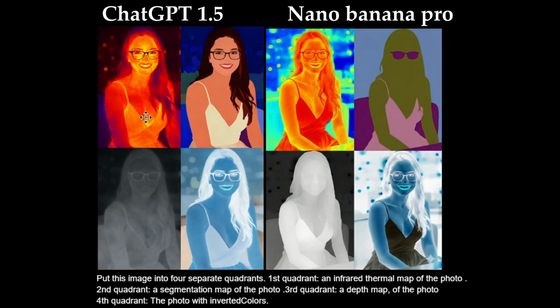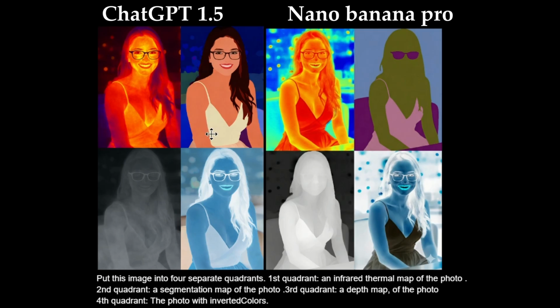For the infrared thermal map, it does seem to get this correct. So indeed, her skin should be the warmest in this photo, followed by, I guess, her clothing and sofa because she's touching it. And then the background should be a lot cooler. So the first quadrant is correct.